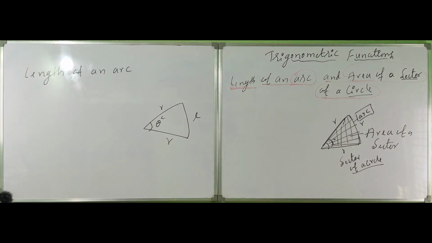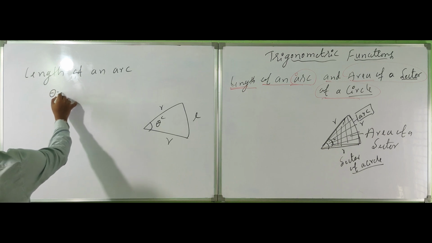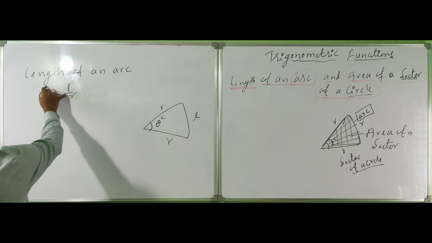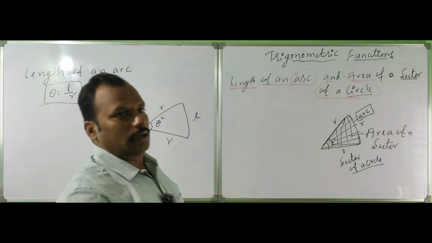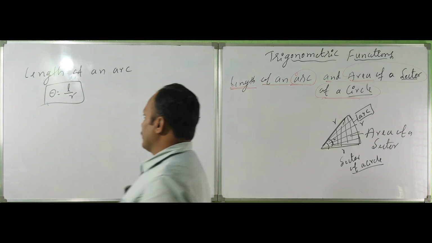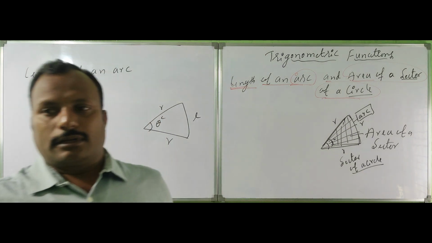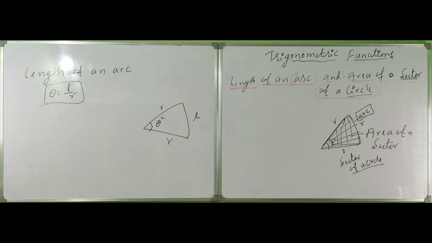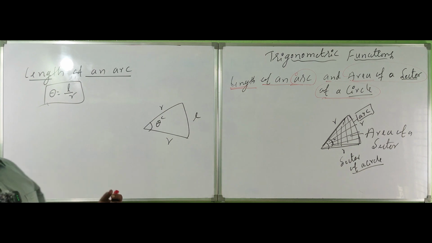Yesterday we saw that theta is equal to L by R. The relation between the angle, radius and length is given by theta equal to L by R. In that definition also you can find the length of an arc. The length of an arc is given by the relation between theta and R. Let us just derive the equation, how it is.